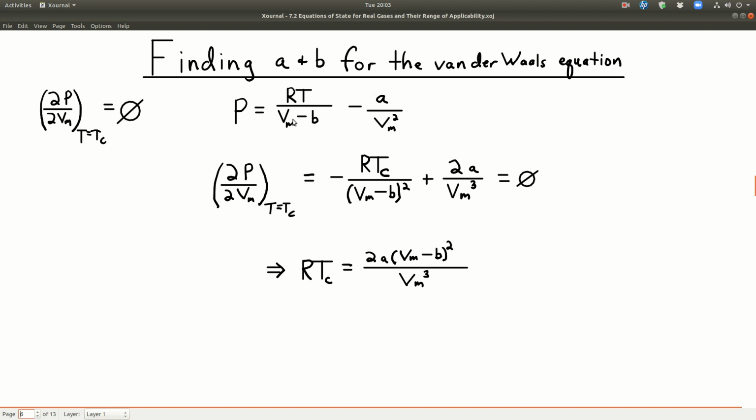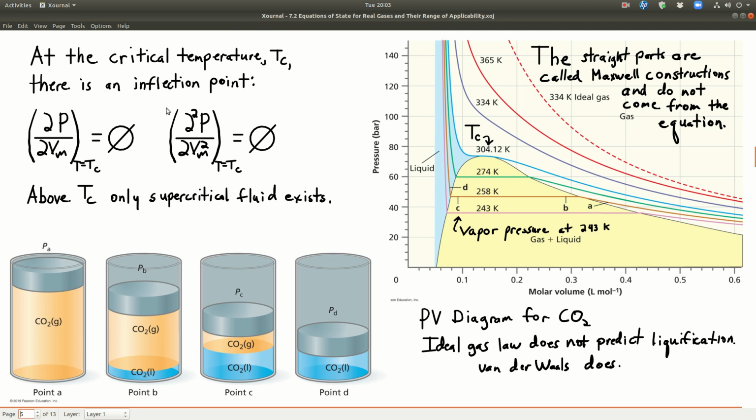There it is in terms of molar volumes. The n is not there because we're assuming this is 1 mole, so n is 1. Remember at the inflection point, this critical temperature right here, there's one point where it goes from being concave up to concave down. That's the inflection point. At that point, the first derivative is equal to 0, and so is the second. So we're going to use that property.